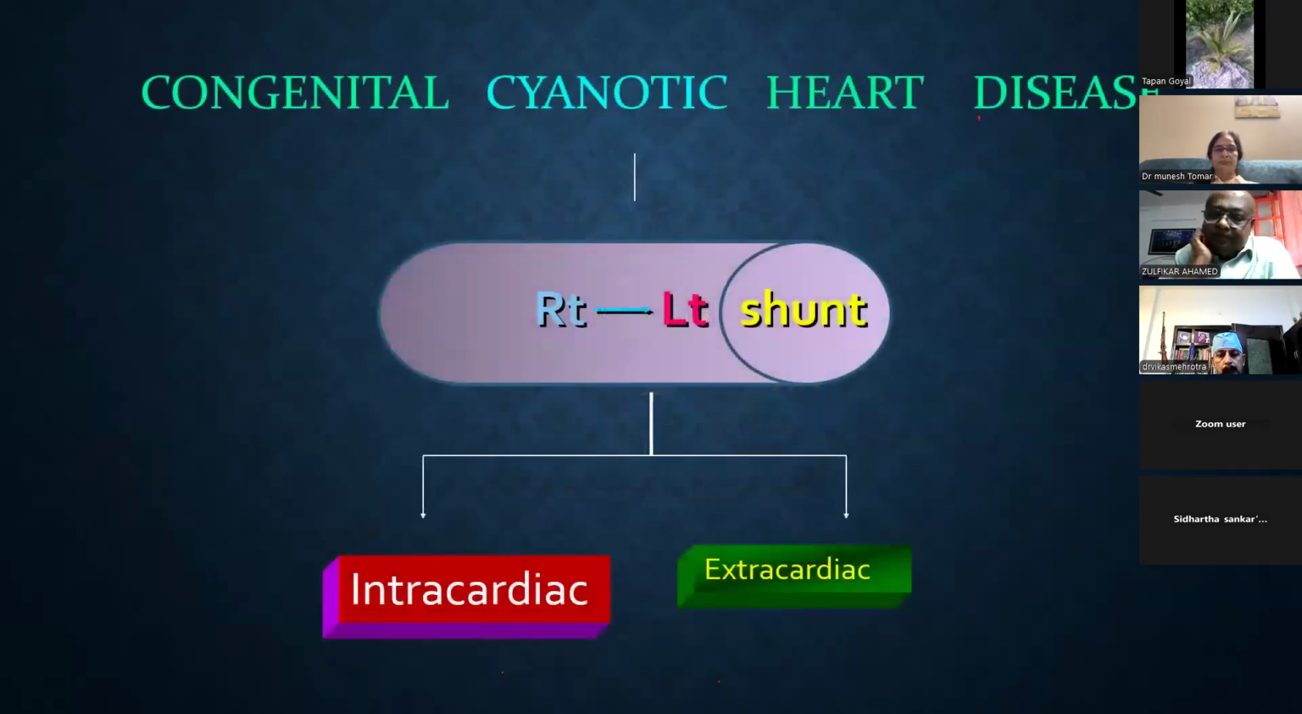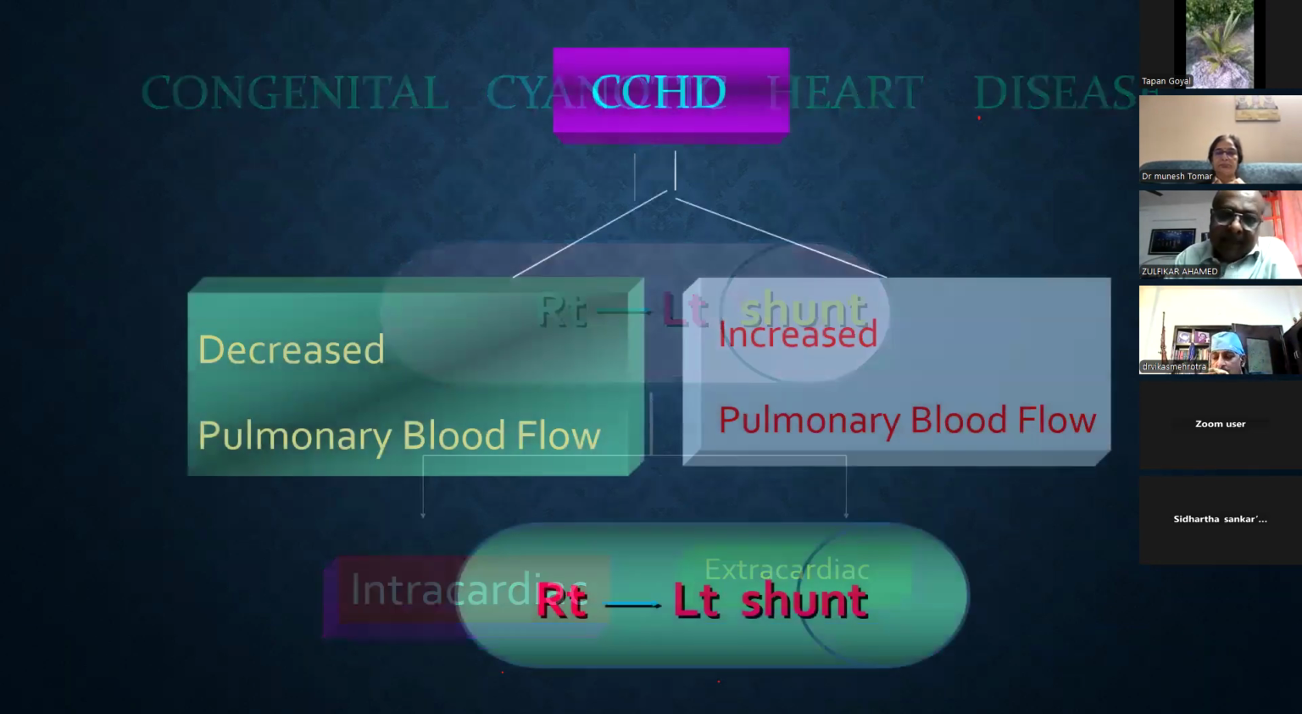Now, the prelude: whenever you have a cyanotic congenital heart disease or a hypoxemic congenital heart disease, there must be a right to left shunt. There has to be RBCs traveling from the right side to the left side. The majority of them will be inside the heart. Very few can be outside the heart, which we will discuss later.